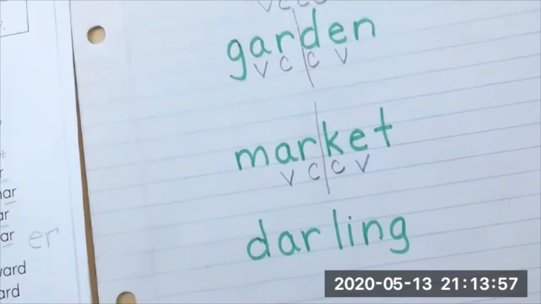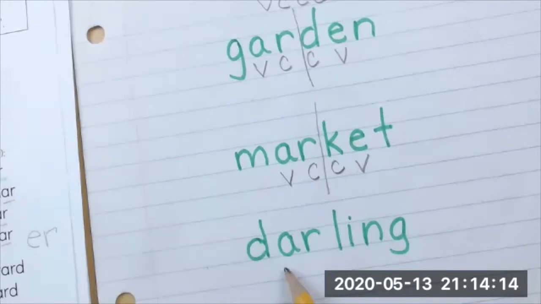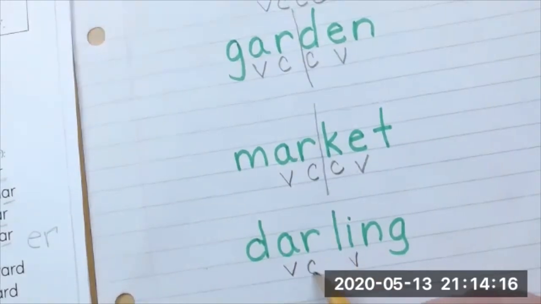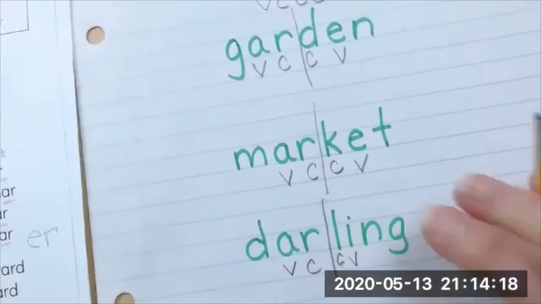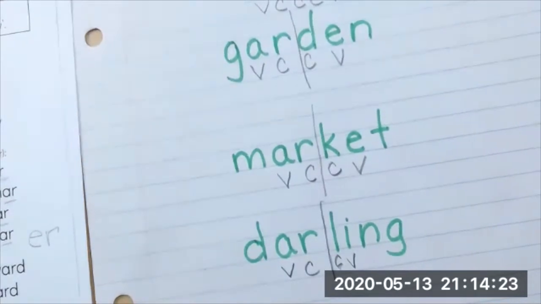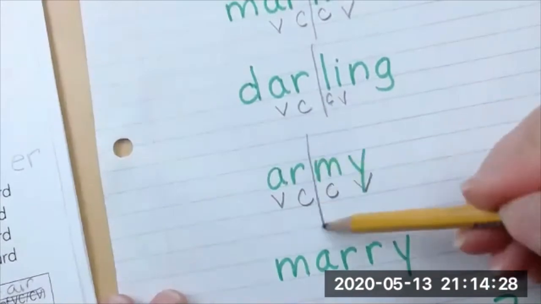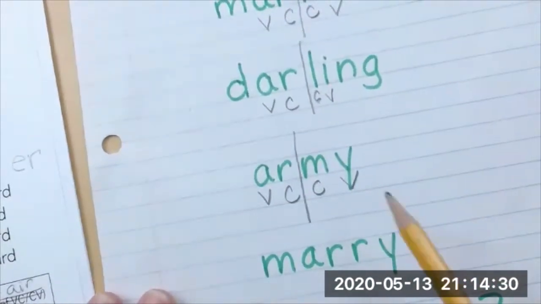You can do this work online using the whiteboard on Zoom. You just write the words on the whiteboard, and then the child, if they have the ability to do it, which almost all of them can, they can come in and mark the vowels, mark the consonants, and syllable divide using the whiteboard. On Darling, we mark our vowels, we mark our consonants, and we syllable divide. Darling. Army, we mark our vowels, we mark our consonant, and then we syllable divide. And that Y is a consonant, a vowel there.